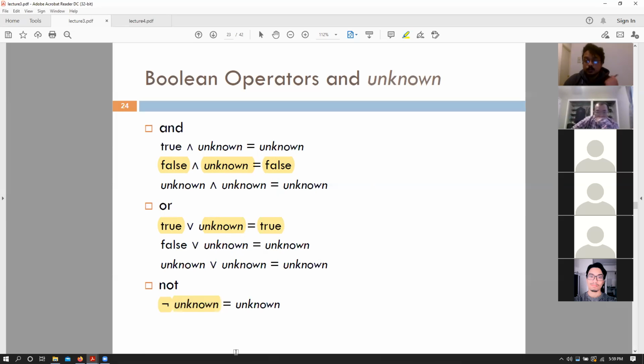Now, not unknown. That is the inverse of that particular result of your operation. Again, unknown can either be true or false in this case. So not of true is false, not of false is true. So not unknown is again unknown, right?